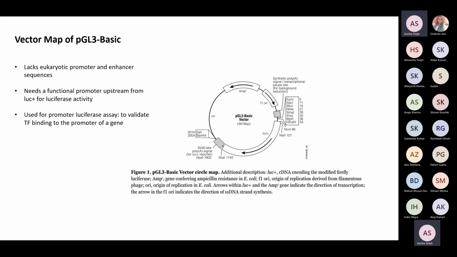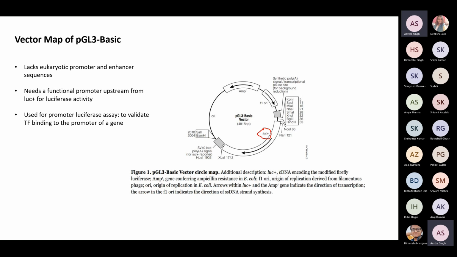A brief introduction about PGL3 basic vector. PGL3 basic vector is a mammalian vector which has some unique properties, like it does not have any eukaryotic promoter or enhancer sequences, which is usually required for transcription. It has this unique luciferase gene that is used for various applications with this particular plasmid.